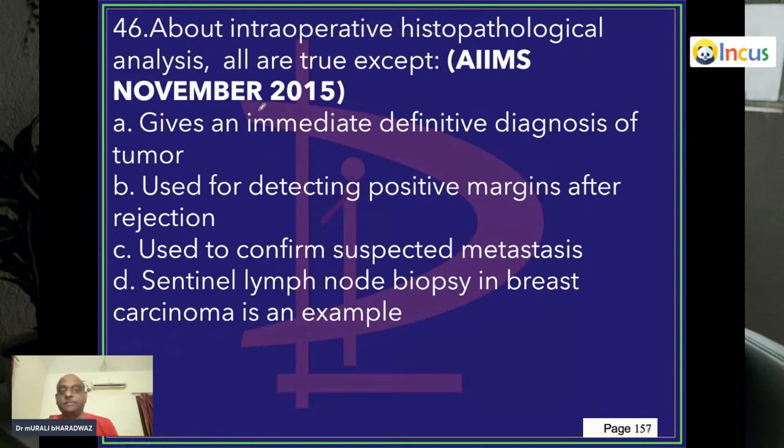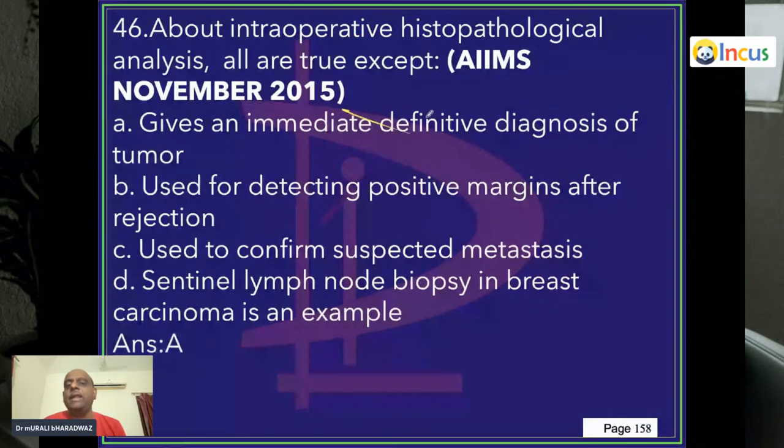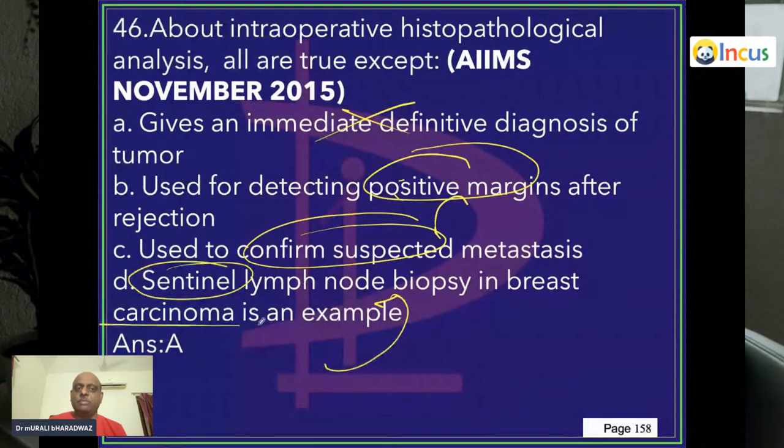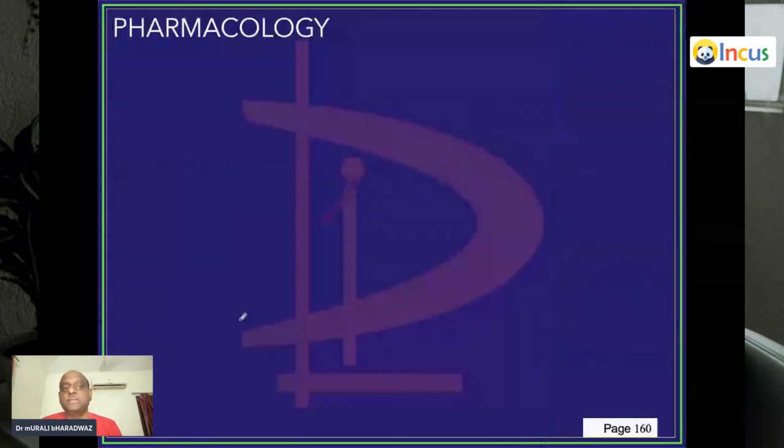About intraoperative histopathological analysis. What is the EXCEPT? It won't give immediate diagnosis always. It is used for detecting positive margins, used to confirm suspected mets. Sentinel lymph node biopsy in breast carcinoma is an example of intraoperative histopathological analysis.